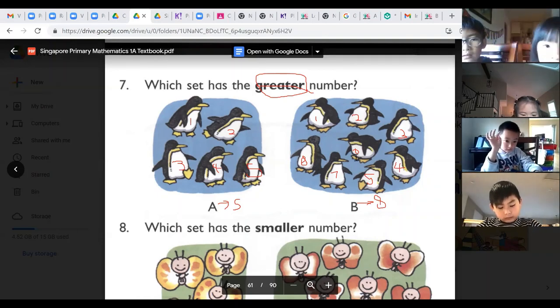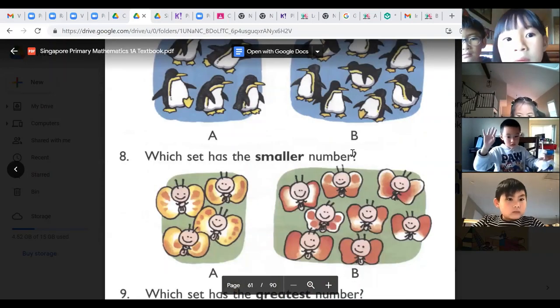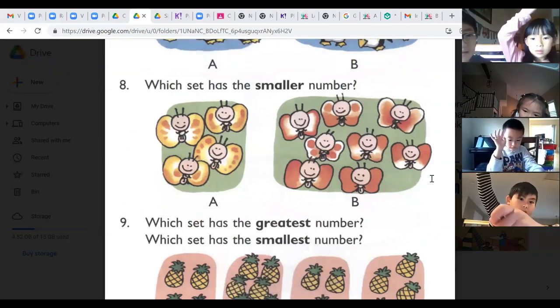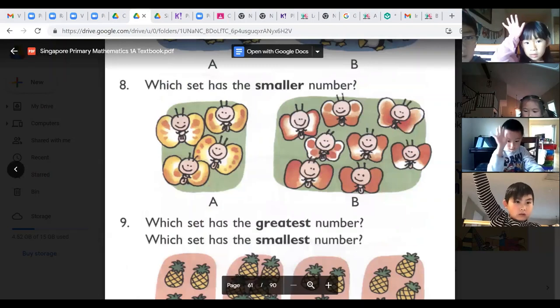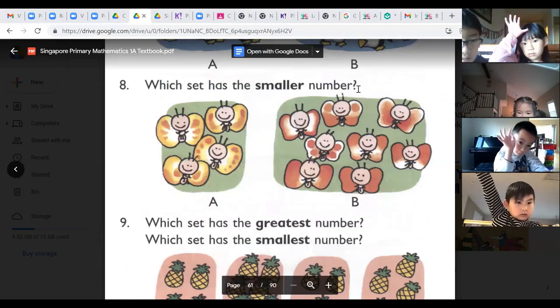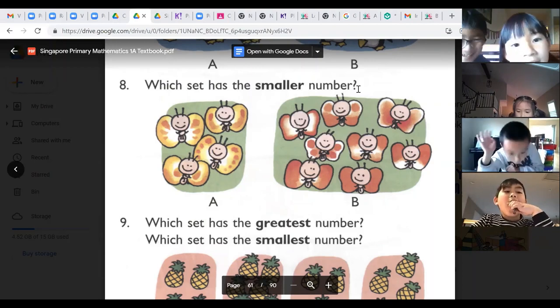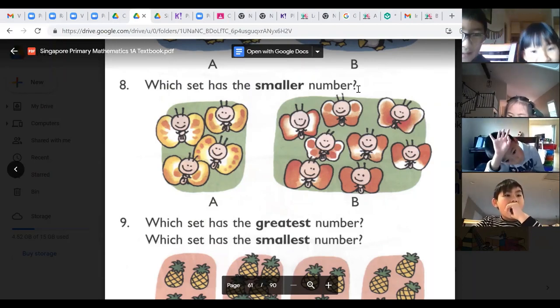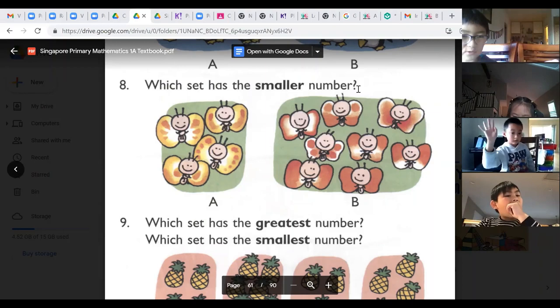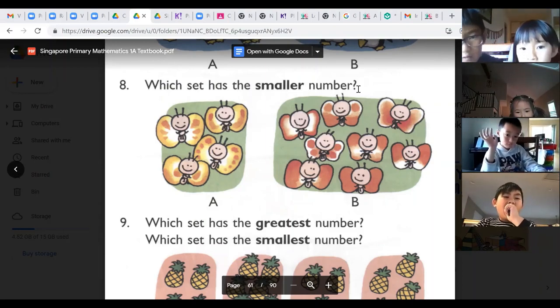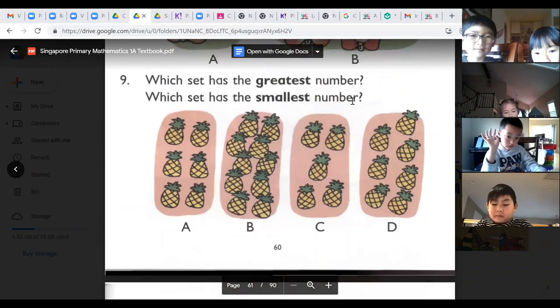Okay. Does anyone like to try 8? Yes, Elise. 8. Yeah, perfect. Okay, A has 4 and B has 8. So A is smaller.